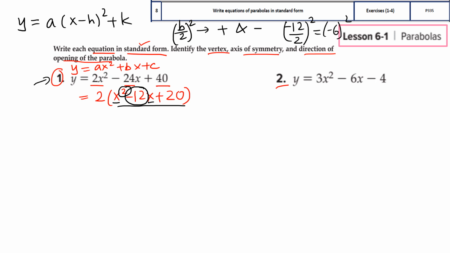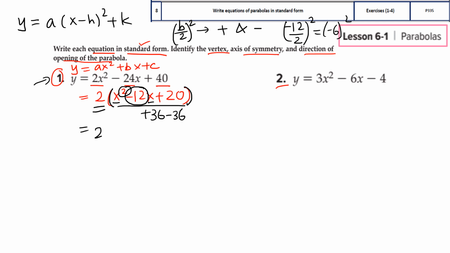So I know plus 36 minus 36 would turn this to a perfect square term. So let's complete the square. So I'm adding plus 36 minus 36. In this addition, I'm doing inside the bracket. So don't forget the 2 which is outside.